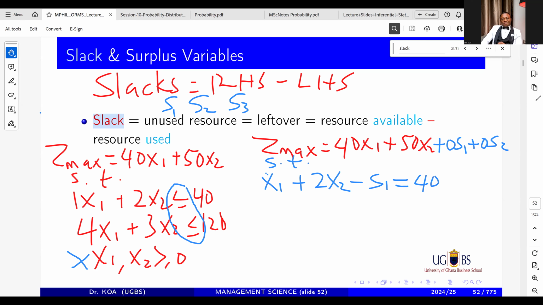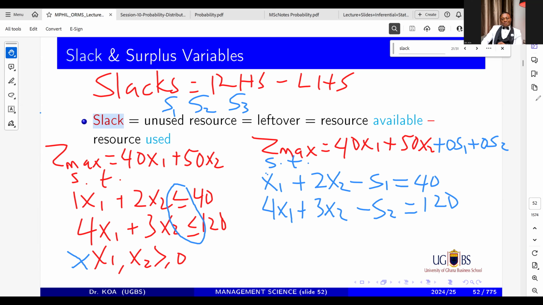So by introducing the slacks into the constraint, you have to make it equal to. But if it is less than or equal to, you make it minus. If it is greater than or equal to, you make it plus. That is how you introduce the slacks into the constraint. So for the second constraint, you are going to have 4x1 plus 3x2 minus S2 equal to 120.